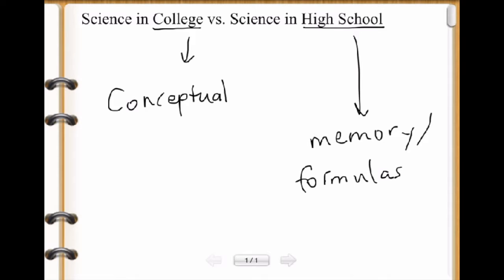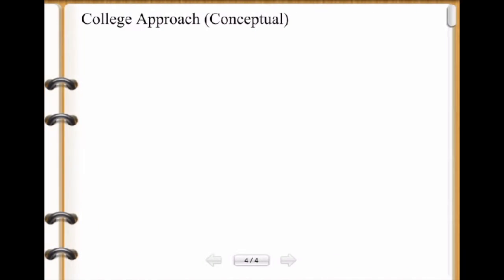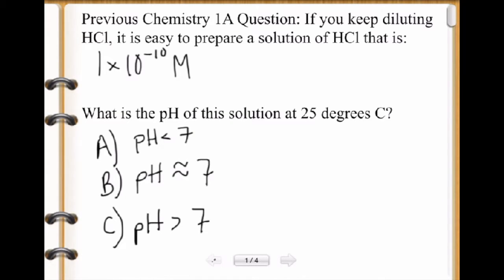I'm going to go ahead and show you what this means with an actual example from an actual chemistry 1A question. This chemistry 1A is a chemistry class at Berkeley, so if you don't know it, that's fine. But anyway, this is a question that says if you keep diluting HCl, which you may know is a strong acid, it is easy to prepare a solution of HCl that is 1 times 10 to the negative 10th molar. What is the pH of the solution at 25 degrees Celsius? And then you have three answer choices: less than 7, about equal to 7, or greater than 7.